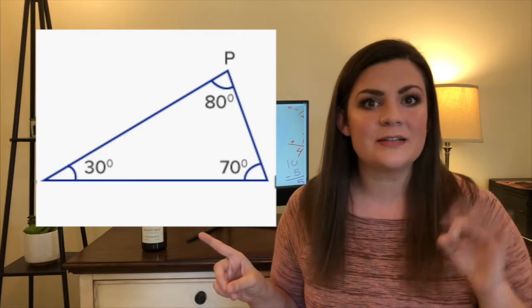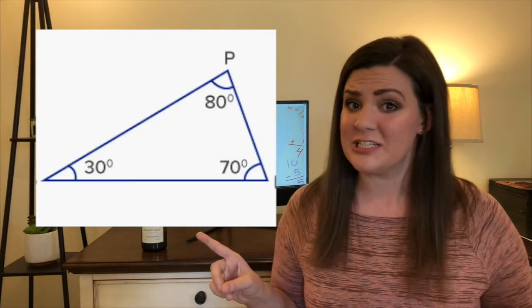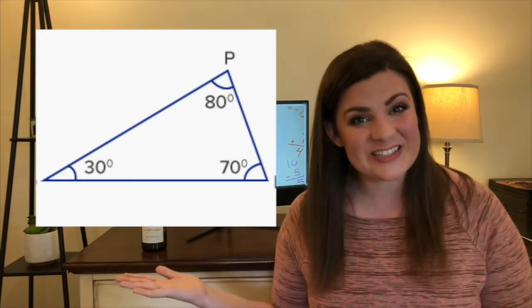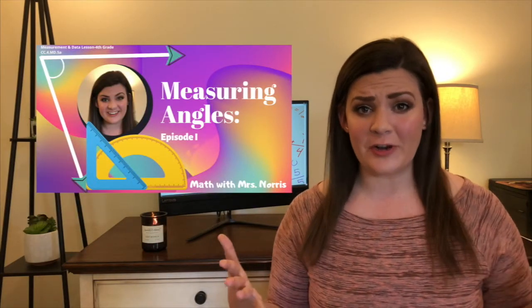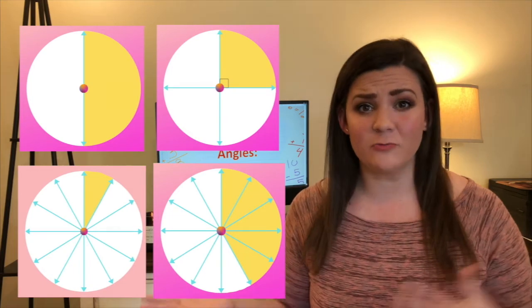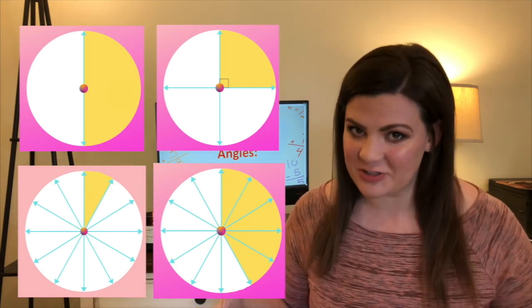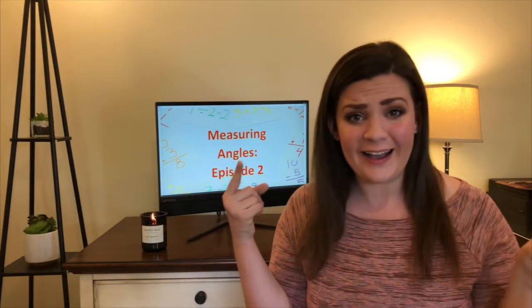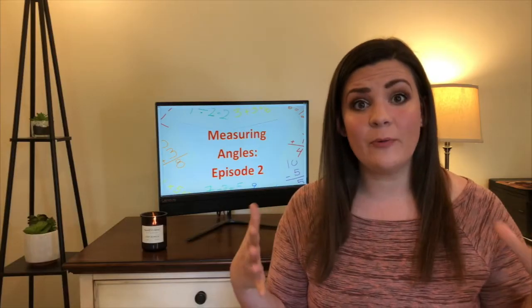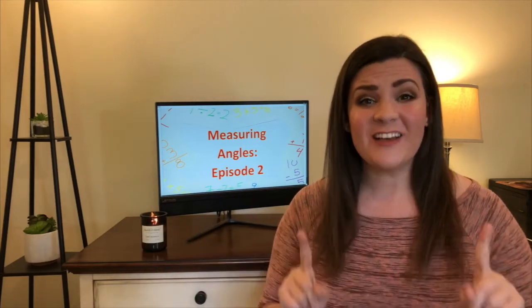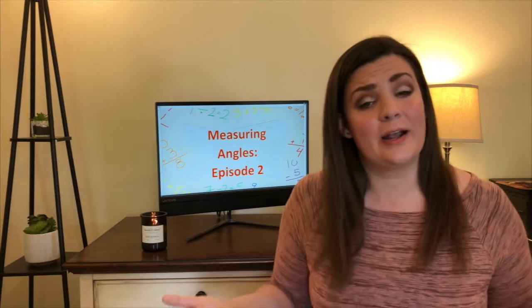So that means it has three acute angles, which makes this triangle an acute triangle. Awesome! In episode 1, we really focused on being able to look at a circle and recognize different angles inside of that circle, or the fractions of the circle. Let's circle back and see how we can use that to help us figure out the measurements of the angles inside those circles. Let's start with the easiest way to figure out what an angle's measurement is.